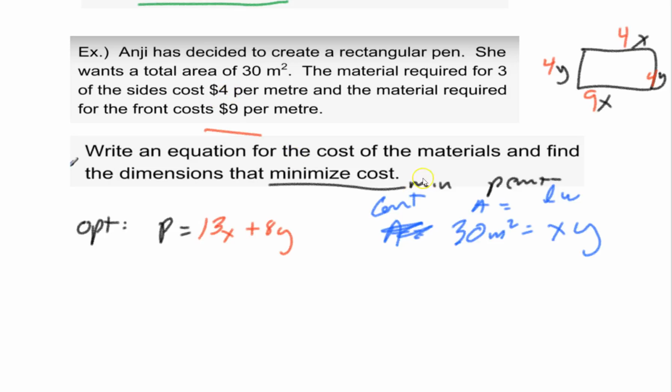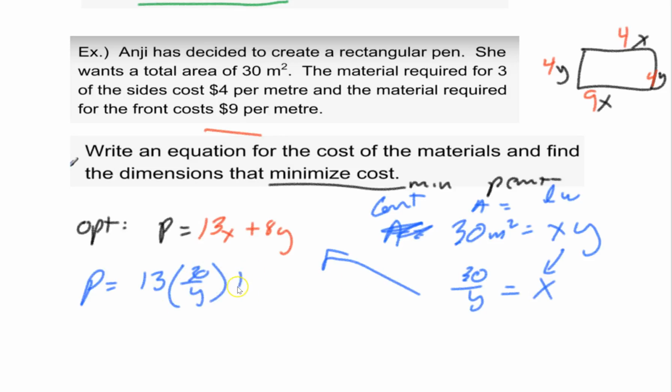And then what we do, like I said earlier, is get one of these by itself. It doesn't really matter, let's get x by itself. Divide both sides by y. 30 over y equals x. So I can plug that in over there. My perimeter is going to be 13, now instead of x, I'm going to plug in 30 over y, plus 8y. So my perimeter is that.